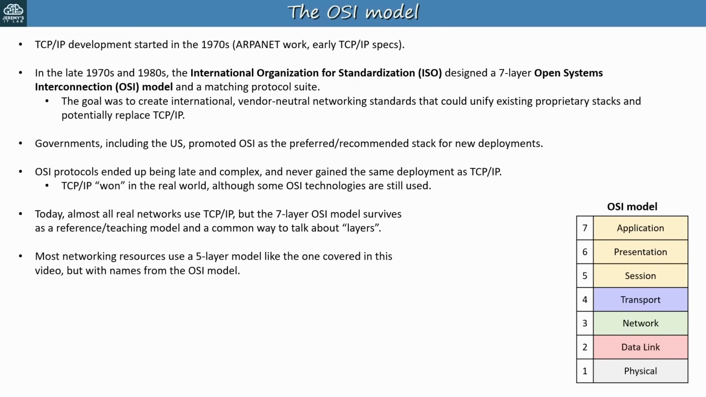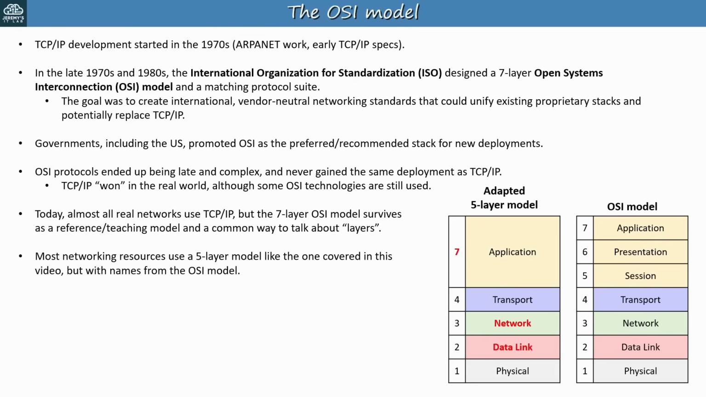Actually, most networking resources use a 5-layer model, like the one I covered in this video, but with names borrowed from the OSI model. Here is that 5-layer model. I foreshadowed this earlier in the video, but this is why the TCP/IP application layer is often called Layer 7, because the application layer is Layer 7 of the OSI model. I've also highlighted the 2 layer names that are different from the model I introduced. Layer 3 is called the network layer, and Layer 2 is called the data link layer.